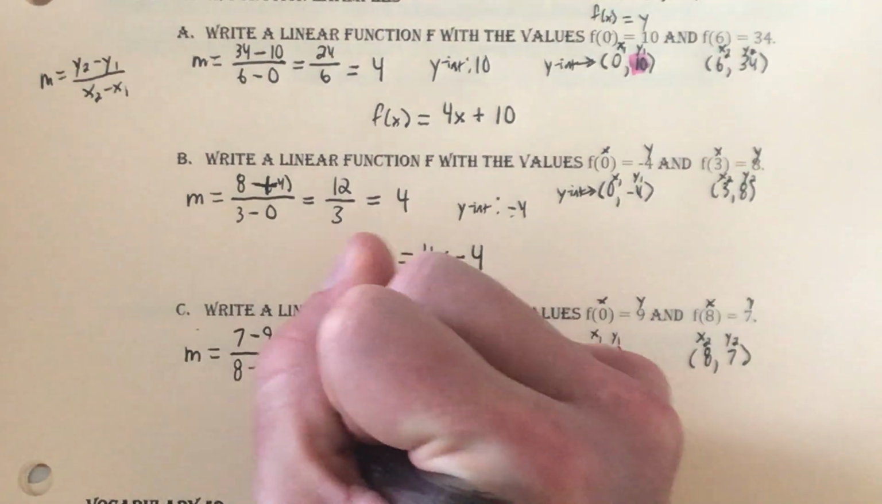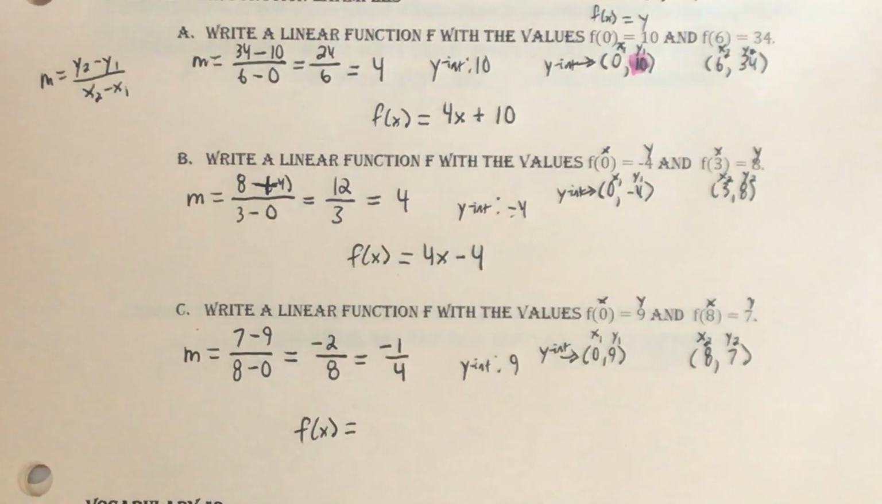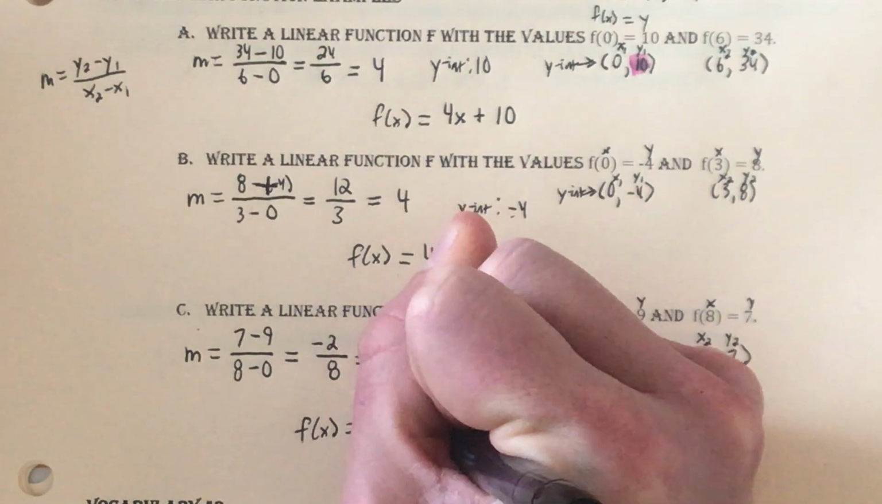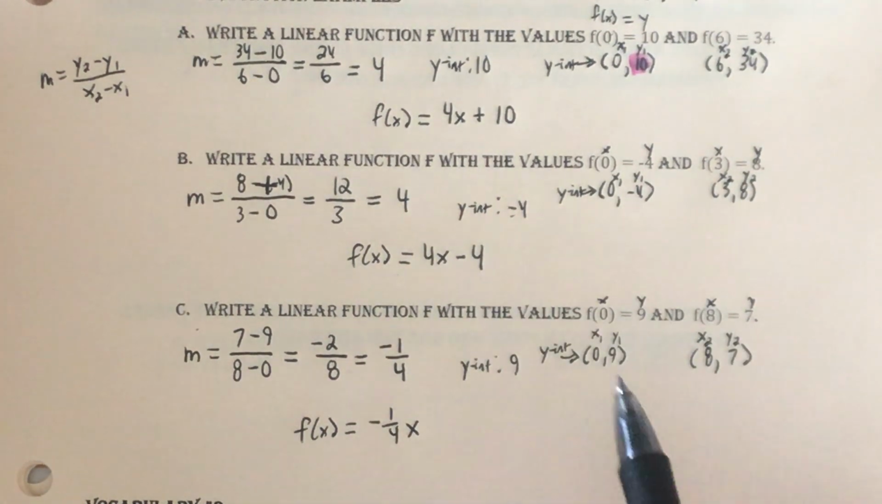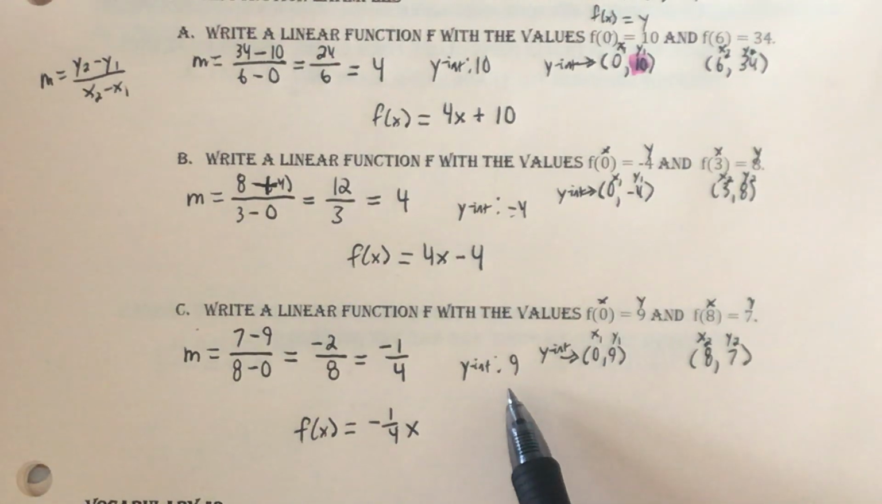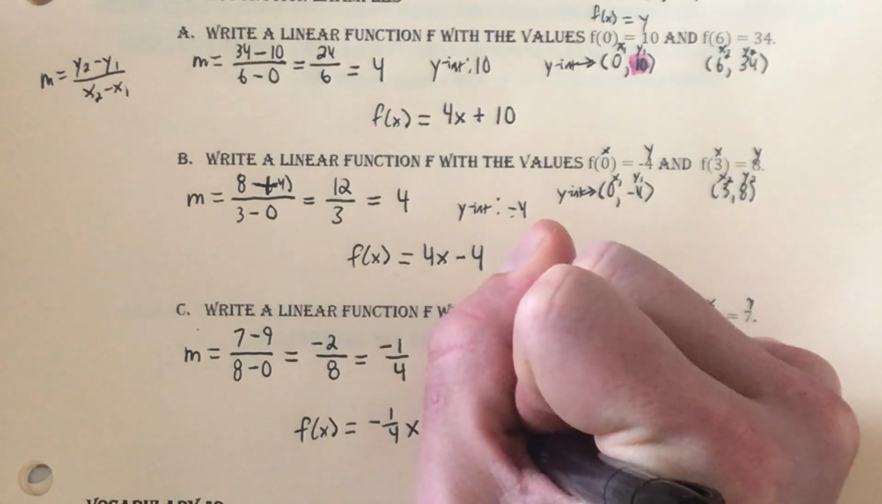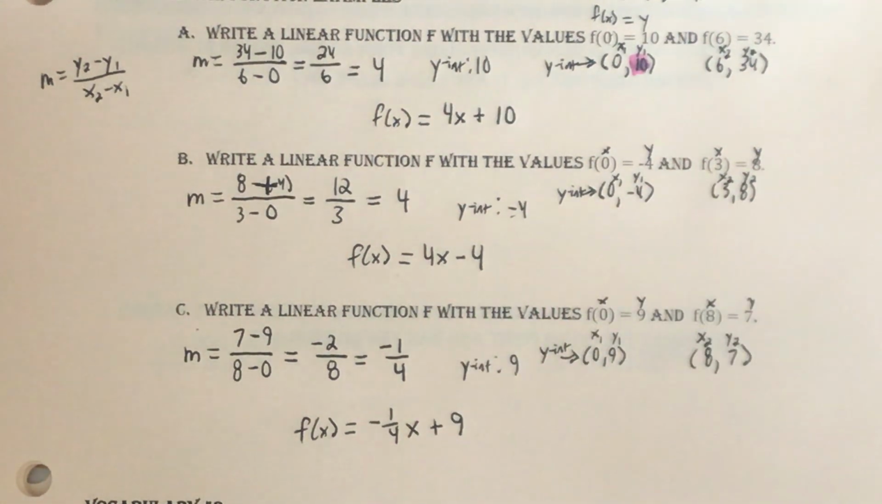So I'm going to start with f of x equals, my m is negative 1/4 times x, right? And then my y-intercept is 9, and it's positive, so that would be plus 9. So f of x equals negative 1/4 x plus 9 is my final linear function.